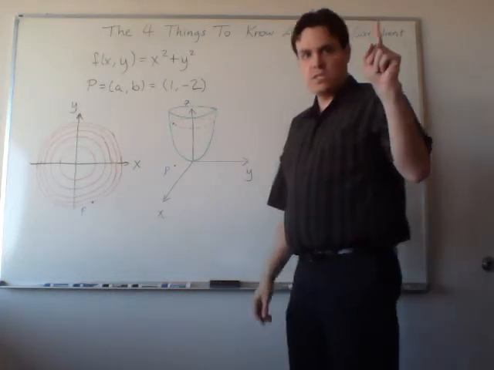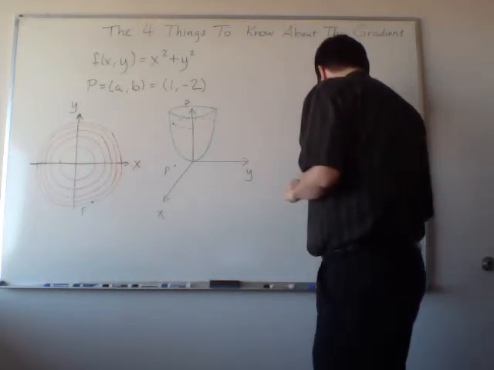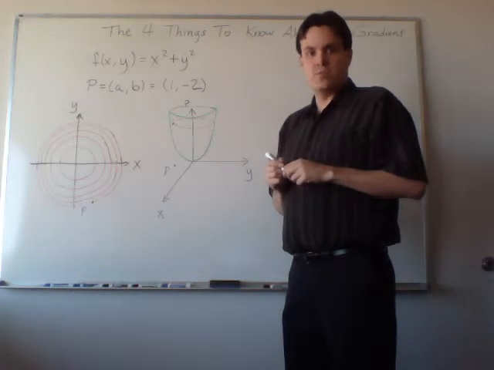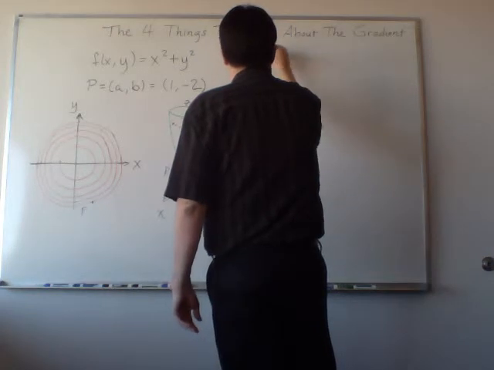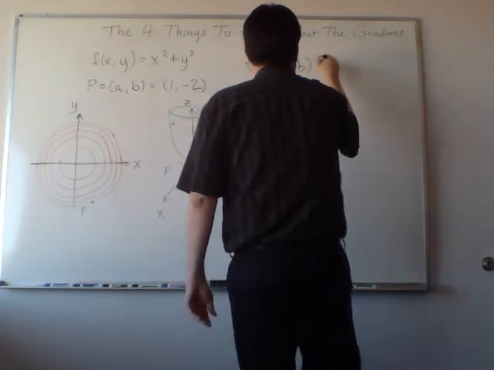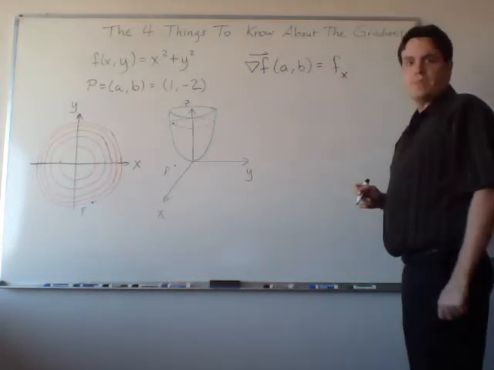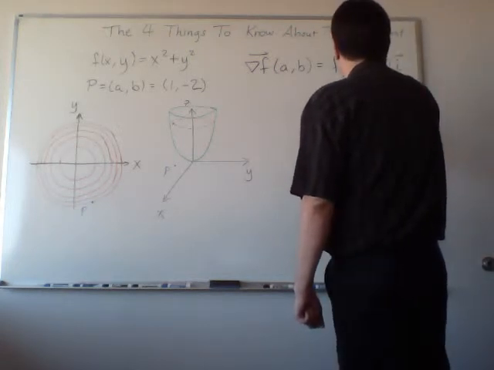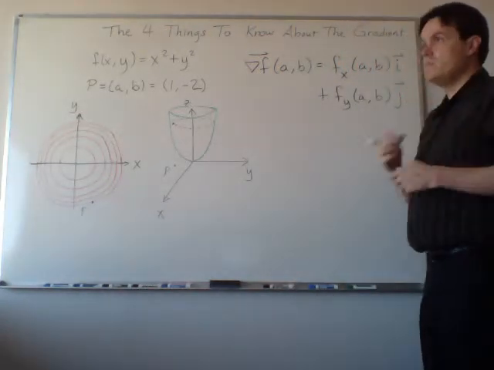Okay, the first thing to know about the gradient of a function is how it's defined. So let's write down the definition of the gradient of a function. If I have a function of 2 variables that is differentiable, I can define its gradient at a point (a, b) to be the partial with respect to x of f at (a, b) times i plus the partial with respect to y at (a, b) times j.